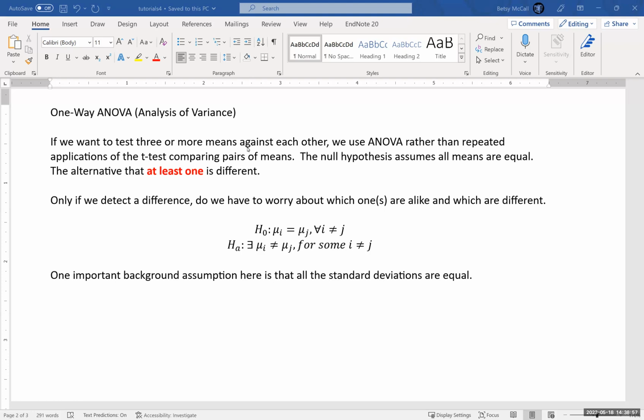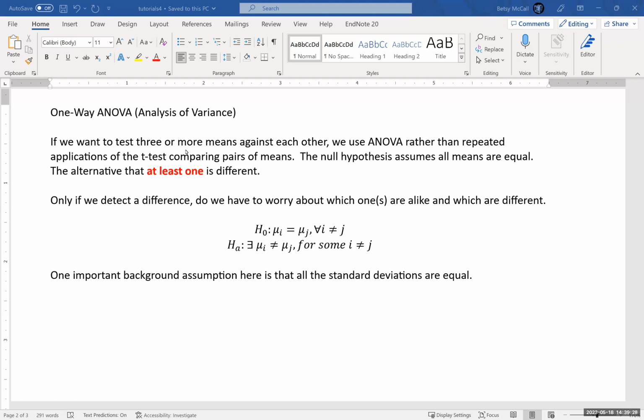So ANOVAs are done when there are 3 or more means to test against each other. So if you have only 2 means, you use a t-test. It might be paired or pooled or something like that, but it's going to be a t-test. When we have 3 or more, we're going to use ANOVA first because we want to know if there's any difference in the t-test rather than doing repeated t-tests for pairs. That's a lot of work, honestly.